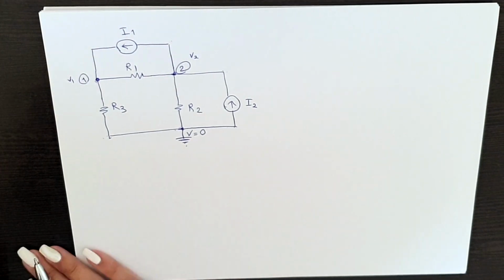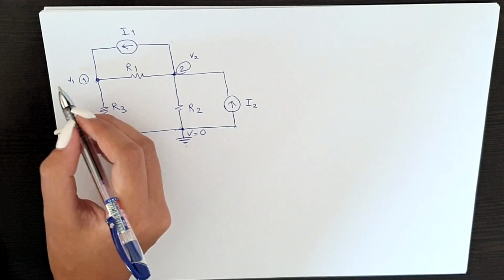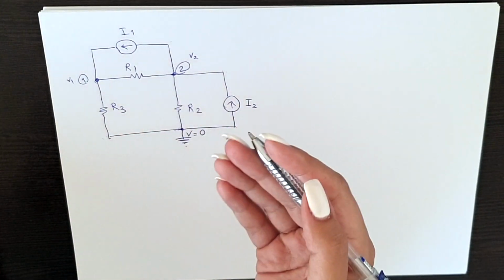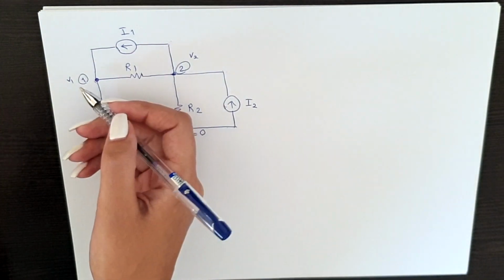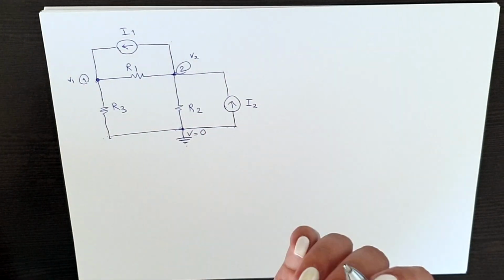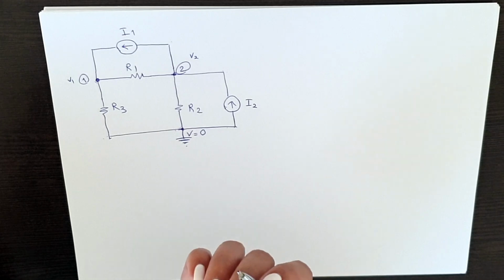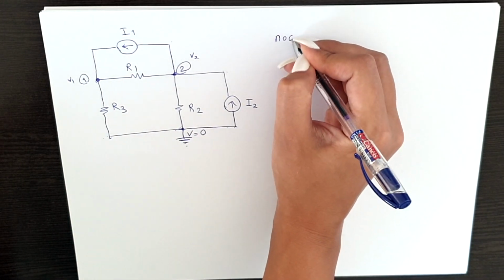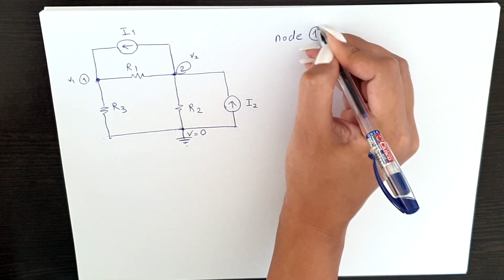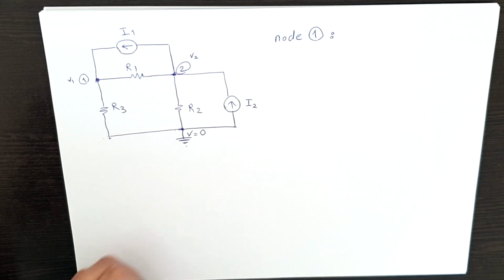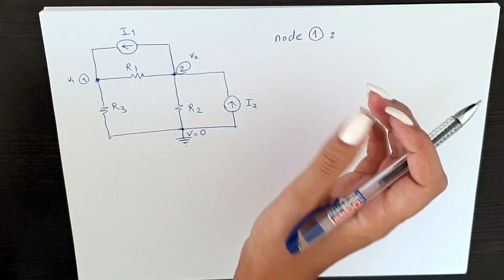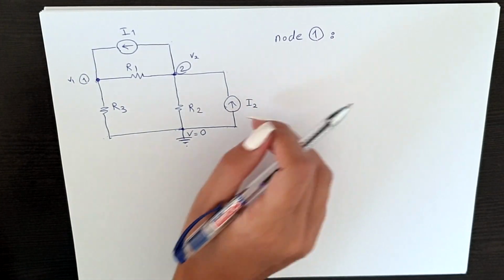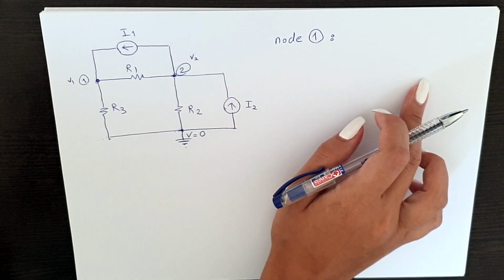How do we write our equations then? We're going to go one by one to each node, the non-reference nodes, like node 1 and node 2. And we're going to write the equations according to KCL. So we say node 1. And we're going to write down our equation. What KCL says is that we have to write down all the currents going and coming from one node and make them equal to 0.